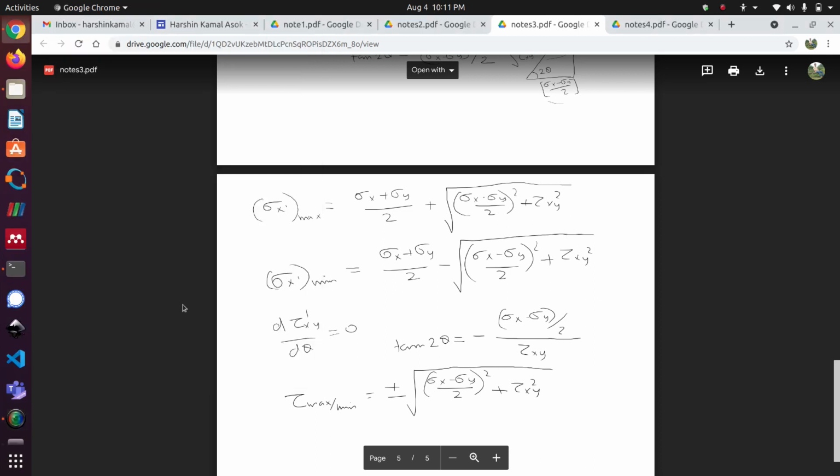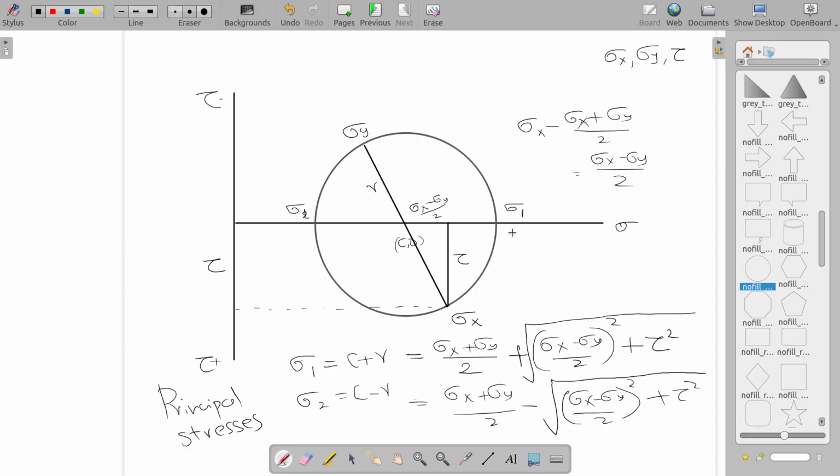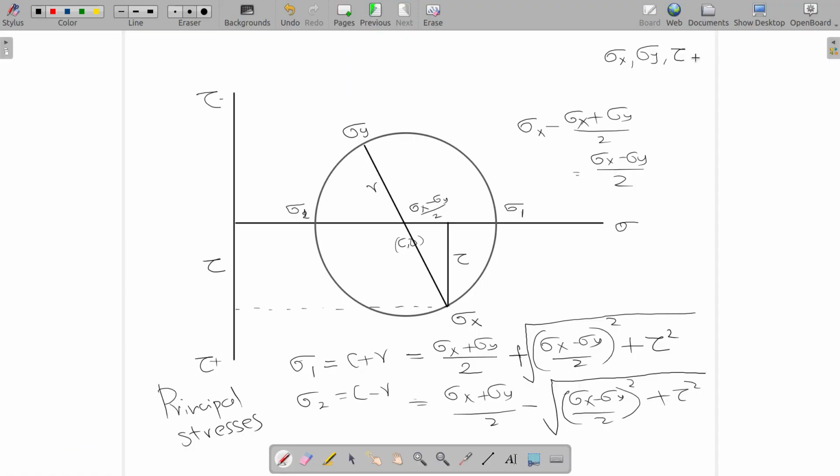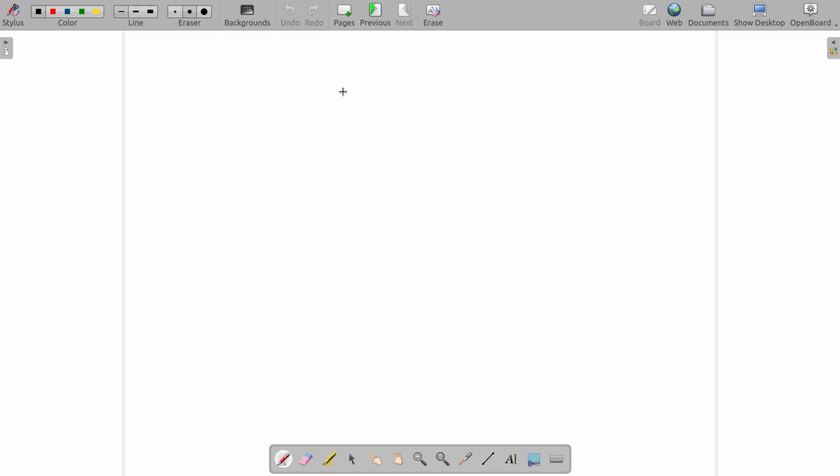Now the same thing can also be done with strains. So you have learned the idea of stress and strain. Just the way we have drawn Mohr circle, we can also draw Mohr circle for strain.